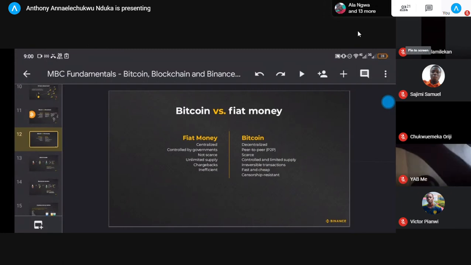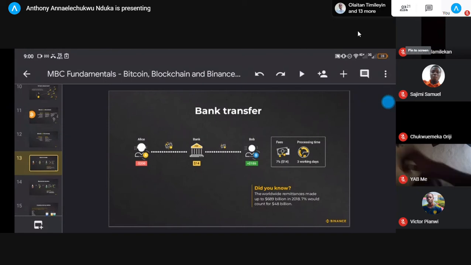So here we have fast and cheap. If I'm going to send money to somebody in Europe, it is straightforward and fast, and has lesser transaction fees. I'm going to explain that on the next slide. We will see a better description of it. And it is censorship resistant in the sense that nobody is in charge of it and nobody can control its movement. So here we have a bank transfer.